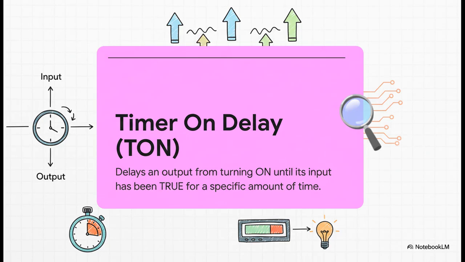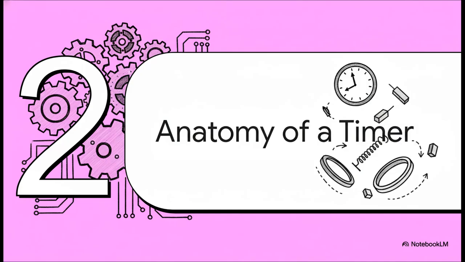So what is it really? Well, a TON instruction has one job, and it does it perfectly. It waits. It just sits there watching an input, and only when that input has stayed on for a specific amount of time, a time that you set, will it let something else happen. You can think of it like a digital stopwatch that hits a button the second it reaches its target time. But, to really get a handle on it, we've got to pop the hood and see what's inside. So let's break this timer down into its most important parts.